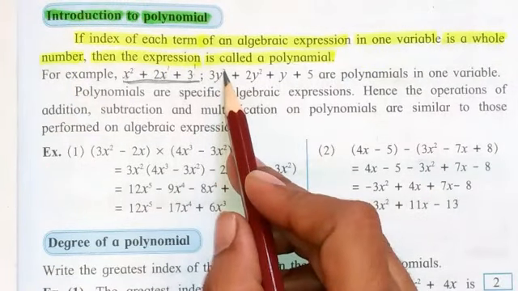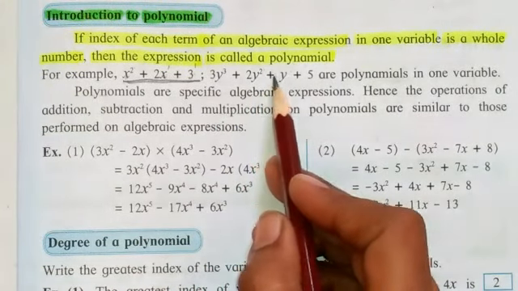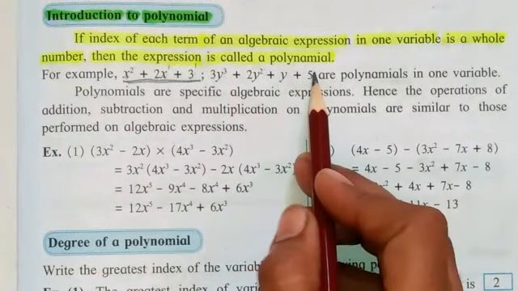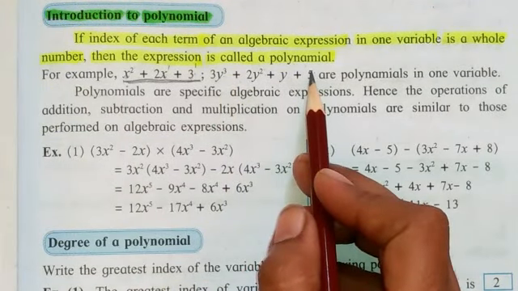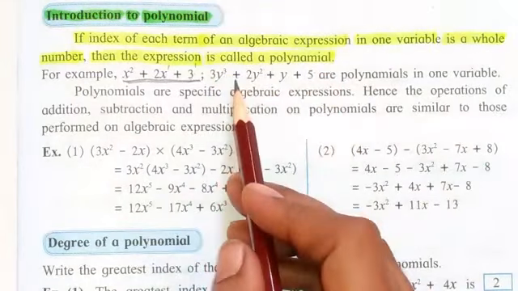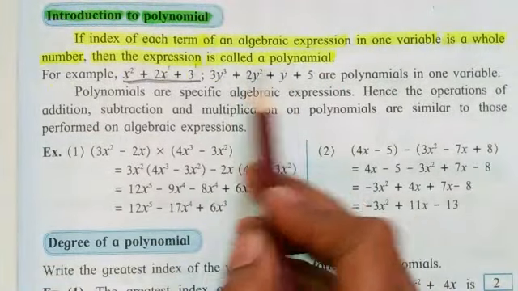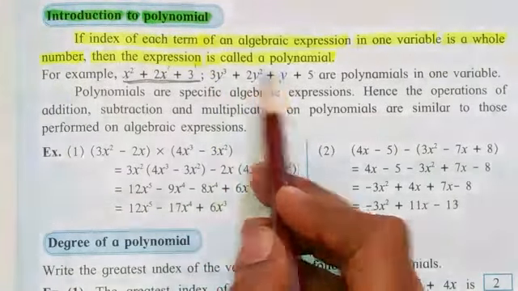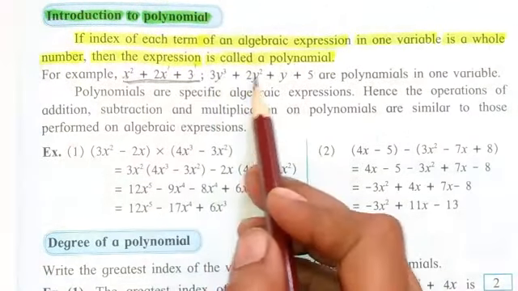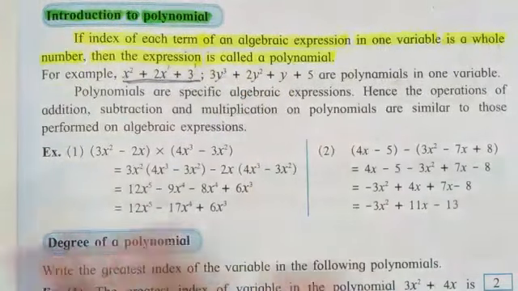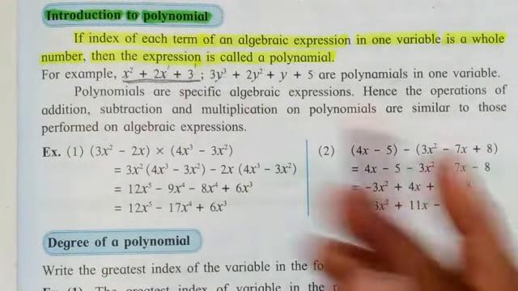3y raised to 3 plus 2y square plus y plus 5. Yes, 4 terms are given here. So naturally it is a polynomial. In another case, if you look carefully, these first 3 terms have one common variable. Yes, 3y, 2y, only a single y. It means the variable is the same one in each term.